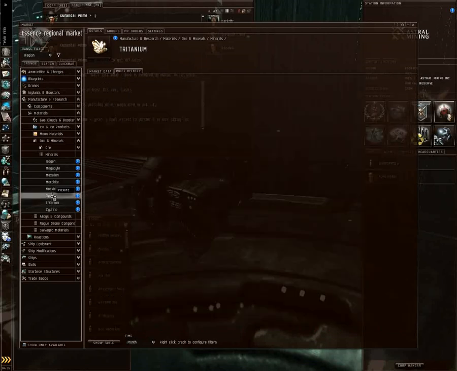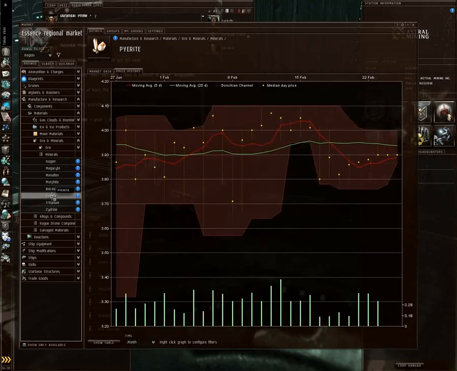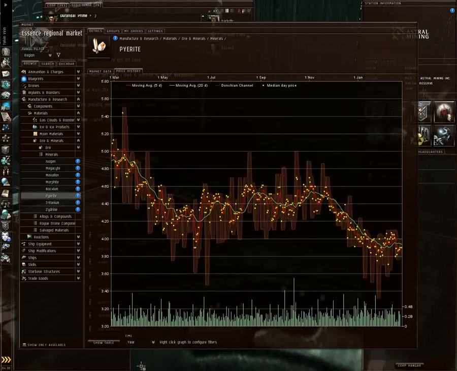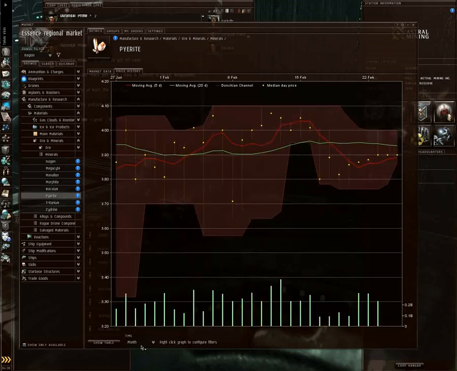Let's see pyrite, also rather wide. We can see it's actually trending downwards. It's been doing that a lot. If we look at the whole year, it's been crashing a bit. So let's go back to the month.